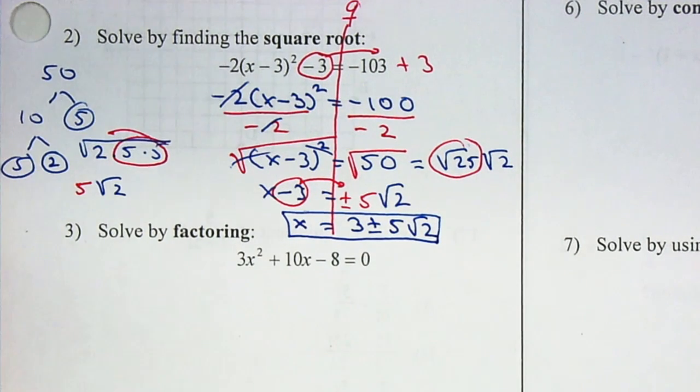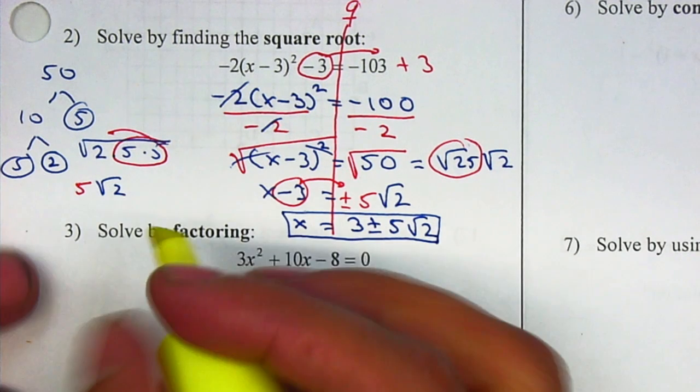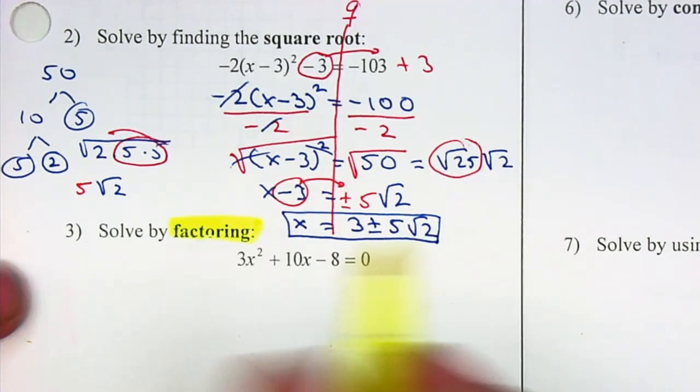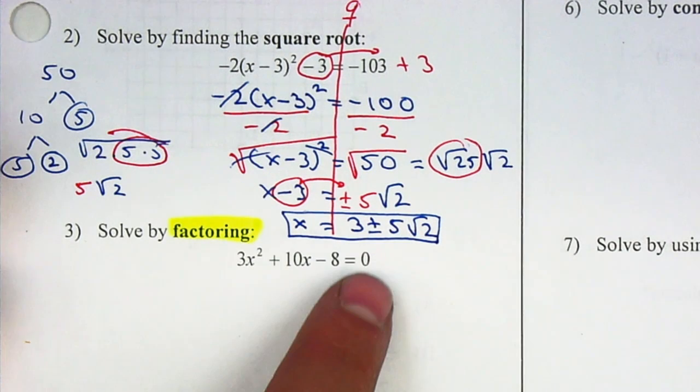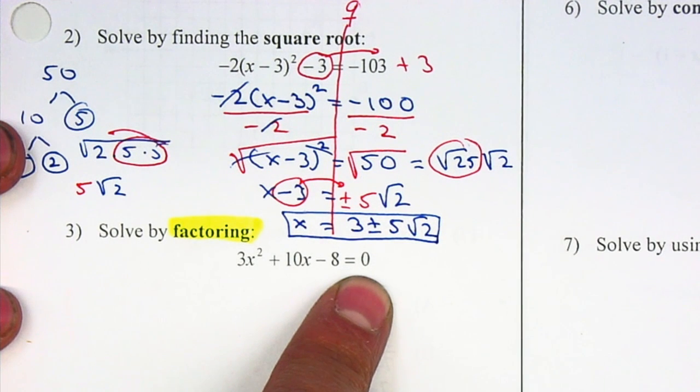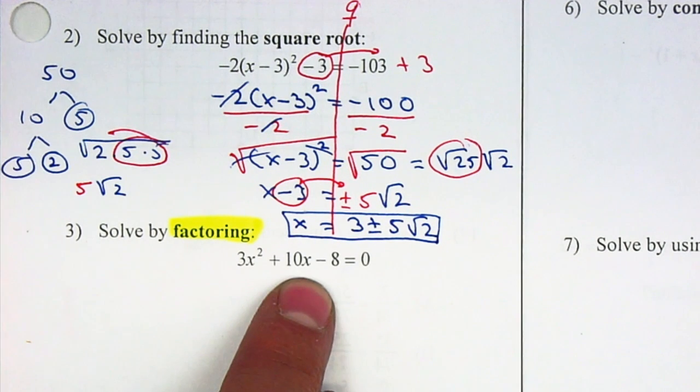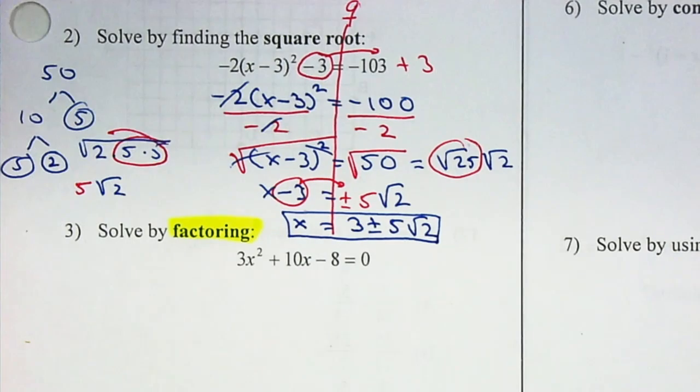Let's continue to the next problem. Problem number 3. Solve by factoring. That means I need to be able to factor it. First, you want to make sure that it's equal to 0. So in this case, it's already set up, it's already equal to 0. I want to be able to factor the left-hand side. First, let's see if we can find a common factor.